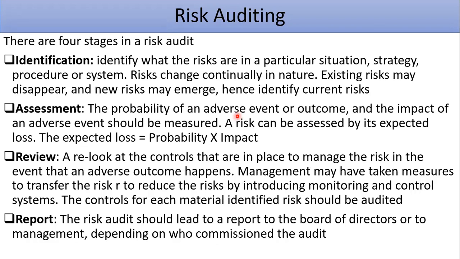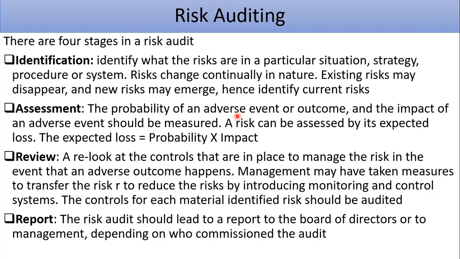Now, in risk auditing, there are 4 key stages in auditing risk. They include identification of the risk, assessment of the risk, review of the risk, and then reporting the outcome of the audit. Now, with identification, this means identifying what the risks are in the first place and in a particular situation, which situation is the risk, the strategy, and then the procedure or system.